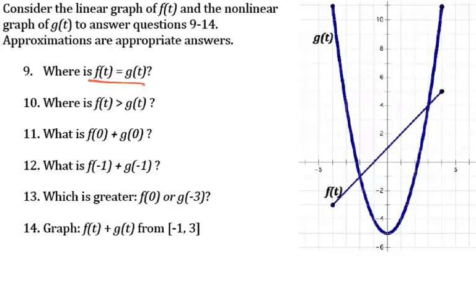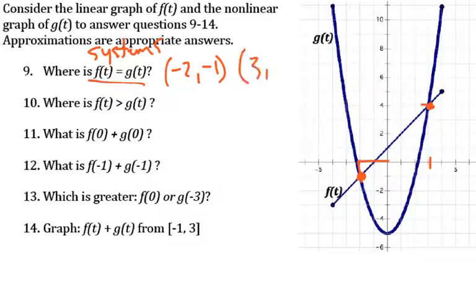Remember when we talked about systems, where they're equal, where are they intersecting? Well, at this point right here, right? So (-2, -1). And in this case, they intersect twice, don't they? At (3, 4). Okay, that's where they're intersecting.